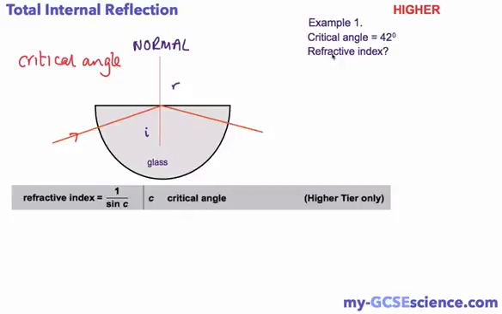So we have over here, example number 1, where we have a critical angle of 42 degrees. So our angle at which this is happening, our critical angle, is 42 degrees, and we want to find out our refractive index. So we can use this formula here to do that. Let's substitute the numbers into the formula.